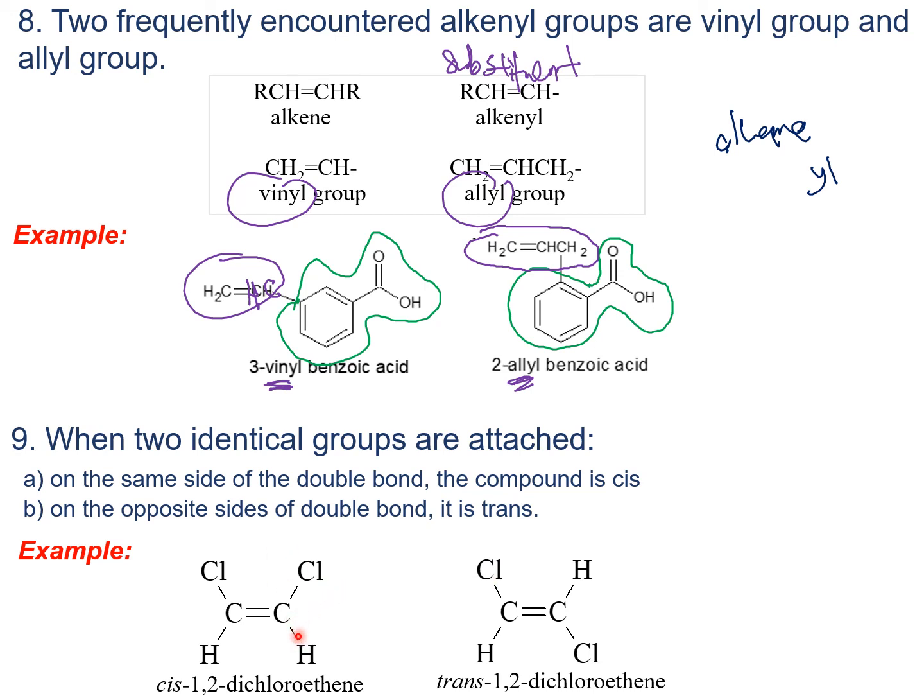In this case, it doesn't matter whether right or left, it's the same. Here the parent name is ethene. But at carbon number 1 and 2 there are 2 chlorine atoms. When they become substituents, they are chloro. Since there are 2 identical substituents, it's going to be dichloro. So the full name is 1,2-dichloroethene. But look, if it looks like this, it is cis. If it looks like this, it is trans. So that's why it is trans-1,2-dichloroethene.